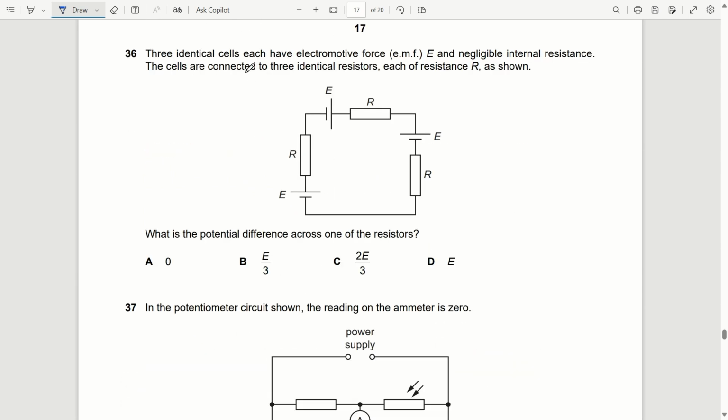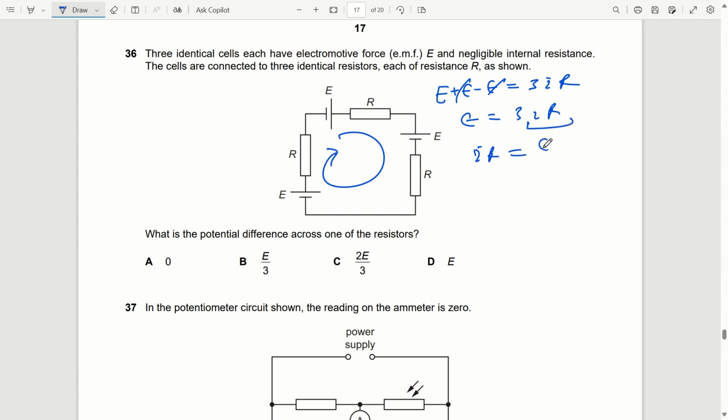Question 36. Three identical cells each have electromotive force E and negligible internal resistance. The cells are connected to three identical resistors, each of resistance R. What is the potential difference across one of the resistors? So you can apply Kirchhoff's second law. Let's say we are considering this loop. So total EMF is equal to the sum of the potential drops. So it will be E plus E minus E is equal to 3 times IR. So E is equal to 3 times IR. IR is the potential drop across one. So IR will be E by 3. So option B is correct.